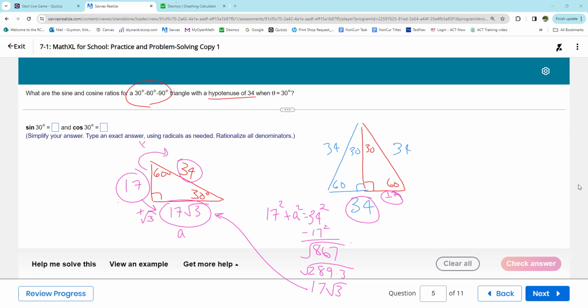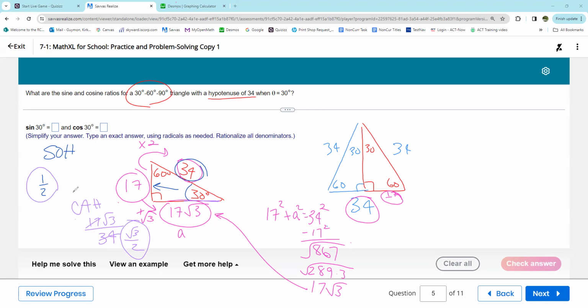And then that one is doubled. So sine of the 30, so sine of my 30 right there. Here's my 30. Remember sine, so opposite 17 over hypotenuse 34. That's going to be a half for the sine. And then for the cosine, adjacent to the angle, touching it right here, 17 times the square root of 3 over the hypotenuse 34. And those are going to reduce to the square root of 3 over 2.